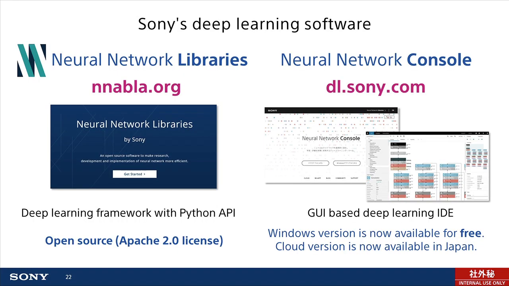These two are Sony's deep learning software that I will introduce. The left one is Neural Network Libraries. It's a Python-based deep learning framework in the same category as TensorFlow or PyTorch, and it's open sourced, so it's completely free. The right one is Neural Network Console. It's a GUI-based deep learning development tool, also released last year. The Windows version is completely free, and the cloud version is now available in Japan.